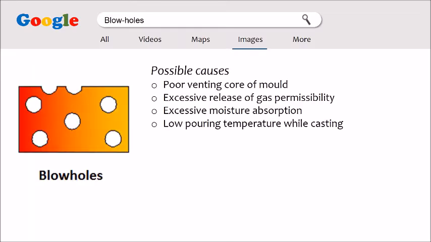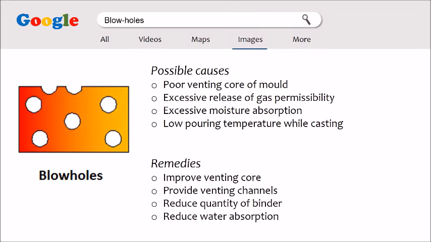And for the possible causes, we have poor venting core of mold, excessive release of gas permeability, excessive moisture absorption, and low pouring temperature while casting. And for the remedies, we could improve venting core, provide venting channels, reduce quantity of binder, and reduce water absorption.